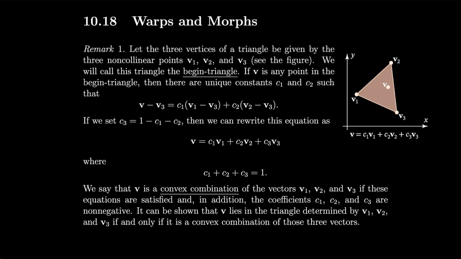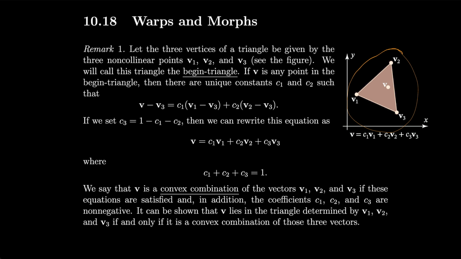If v is any point inside of the triangle, then there are unique constants c1 and c2 such that v minus v3 is equal to c1 times v1 minus v3 plus c2 times v2 minus v3. If we set c3 equal to 1 minus c1 minus c2, then we can rewrite this equation as v equals some linear combination of v1, v2, and v3, where the constants add up to 1. So any point inside of the triangle can be written as a linear combination of the endpoints of the triangle.